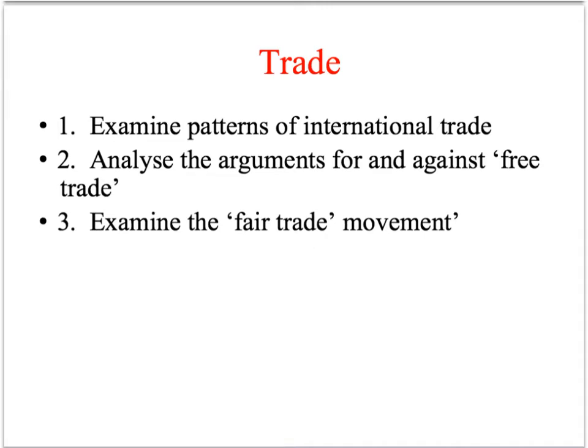This presentation follows the structure of your trade worksheet. So as we go through these areas, make sure that you fill out the relevant sections of that worksheet.